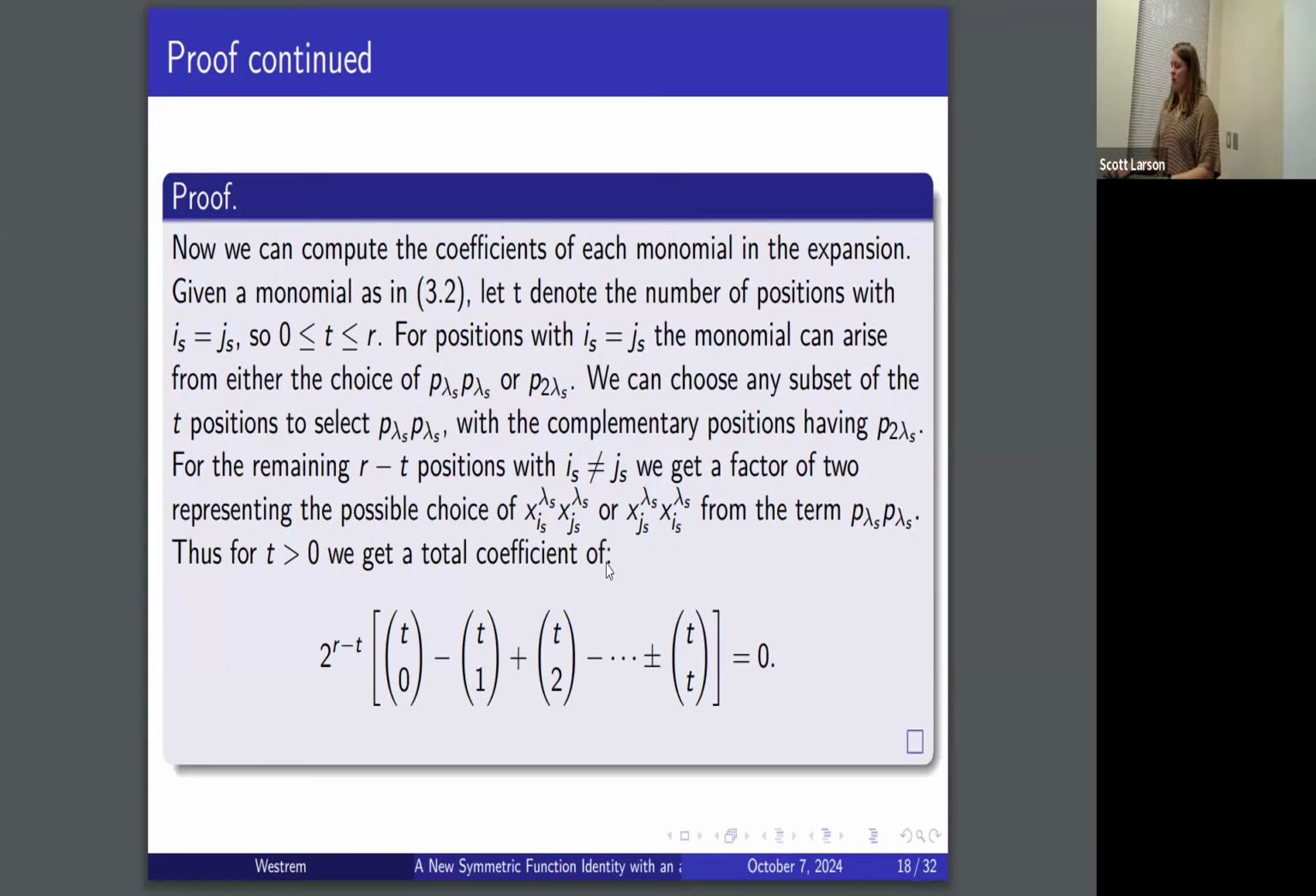this alternating sum. t choose 0, so the number of positions that are equal is 0. We could have 1 that's equal, but it would give a minus sign in front of that monomial. 2, all the way up to t choose t here. And that sum should look familiar, and it does equal 0 here. So we have this cancellation happening and our extra 2 to the r minus t coming out front, which doesn't make a difference there.